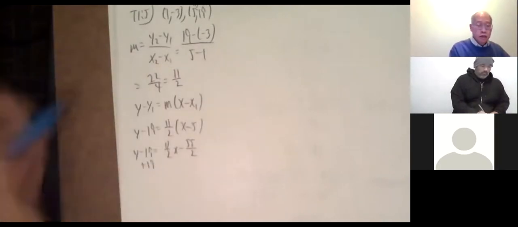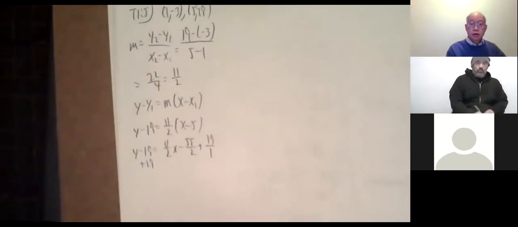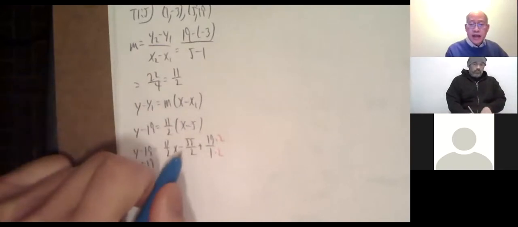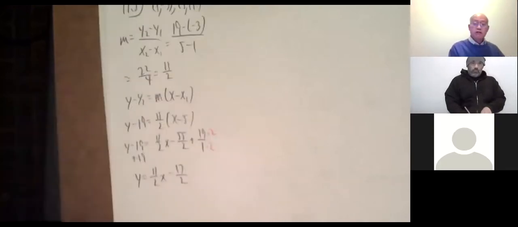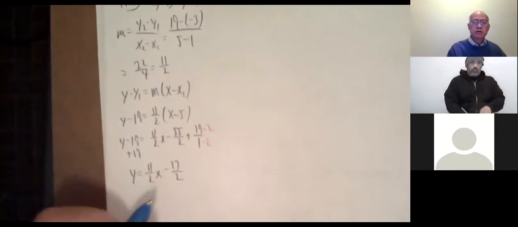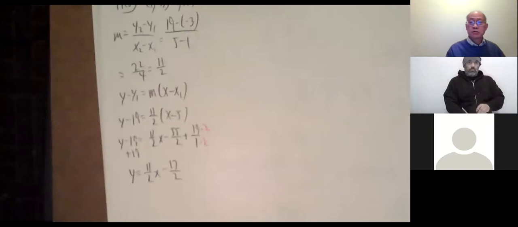Add 19 to both sides, plus 19, which is 19 over 1. Common denominator is 2, so times 2, times 2. So y equals 11 over 2 x. Negative 55 plus 38 is minus 17 over 2. So final answer, y equals 11 over 2 x minus 17 over 2, it looks like.